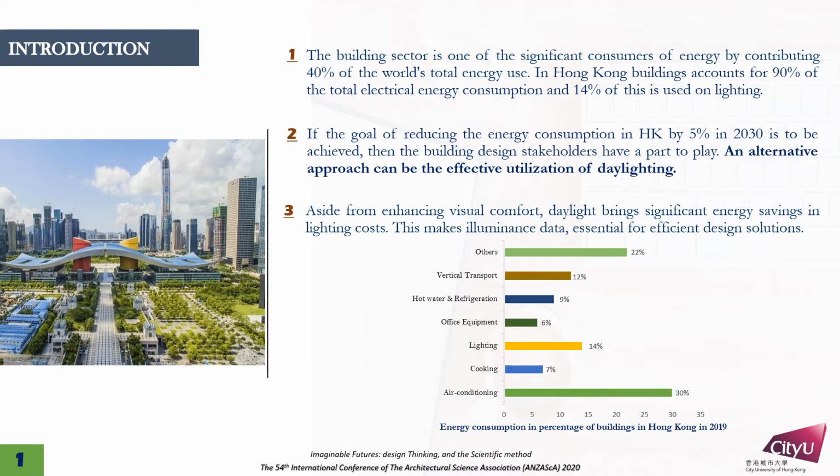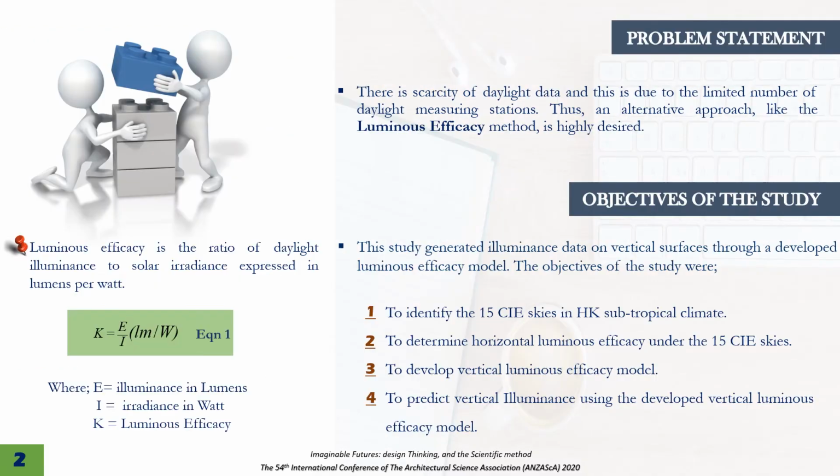An alternative approach can be the effective utilization of daylighting. Aside from enhancing visual comfort, daylight brings significant energy savings in lighting costs. This makes the need for illuminance data essential for providing energy-efficient design solutions. The issue is the scarcity of daylight data, and this is due to the limited number of daylight measuring stations. An alternative approach can be the use of luminous efficacy models.